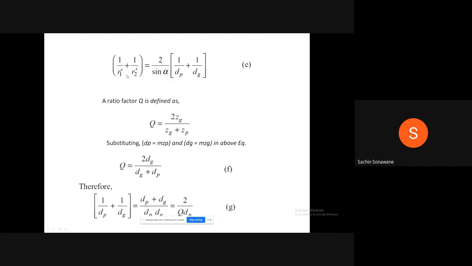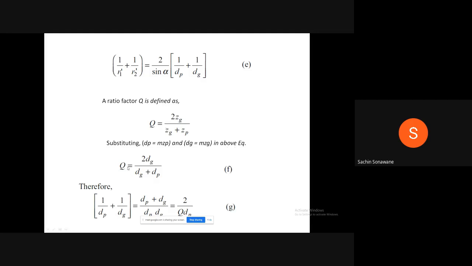Therefore, 1 upon R1 dash plus 1 upon R2 dash is equal to 2 divided by sine alpha into bracket 1 upon dp plus 1 upon dg, equation E. We have to define the ratio factor also. A ratio factor Q is defined as Q is equal to 2Zg divided by Zg plus Zp, where Zg is the number of teeth on gear, Zp is the number of teeth on pinion. Therefore, substituting dp is equal to m into Zp. dp means pitch circle diameter of pinion and dg means pitch circle diameter of gear. Therefore, dg is equal to m into Zg in the above equation.